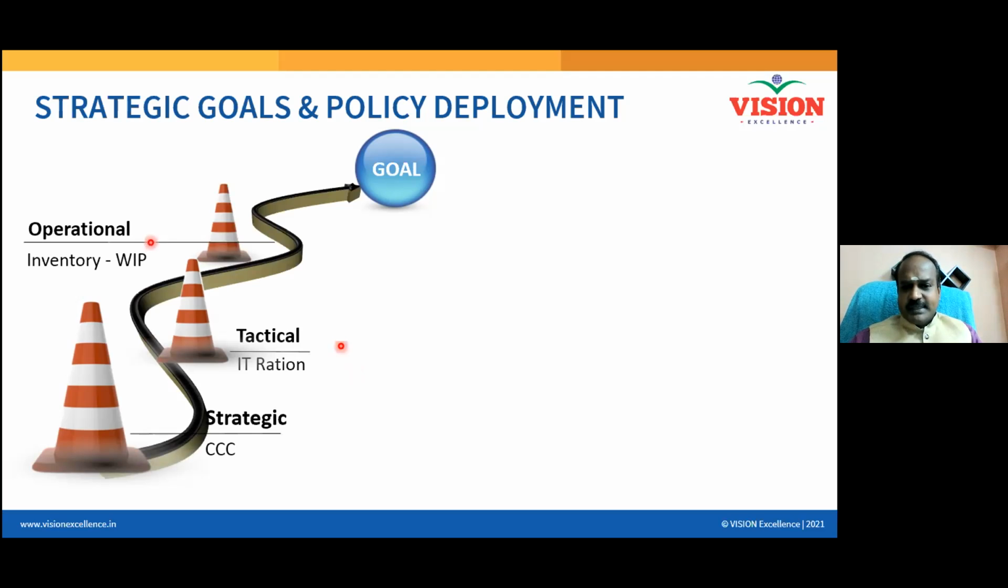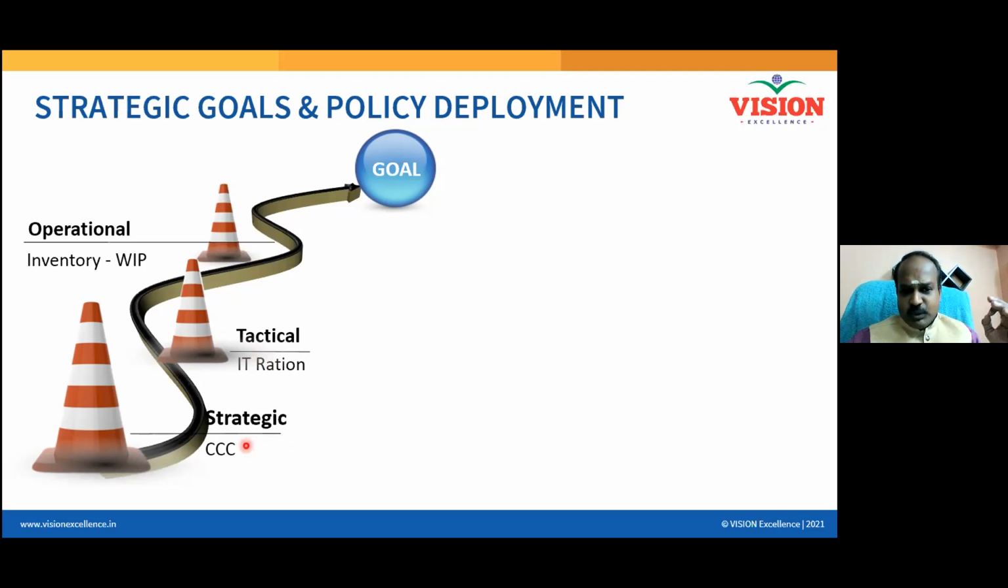If the down level managers work on reducing the inventory, what will happen to the middle managers? They will be able to improve the inventory turnover ratio. If the middle managers improve the inventory turnover ratio, what will happen? The number of cycles of business will be more within a specific period of time. That means you require investment only for a shorter period of time, and so your cash conversion cycle can come down. So this is called goal alignment.